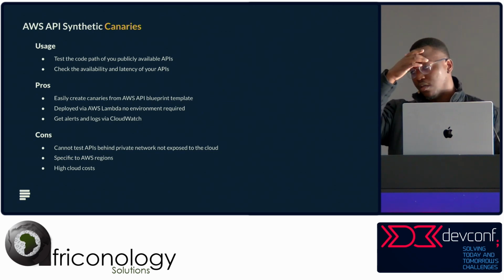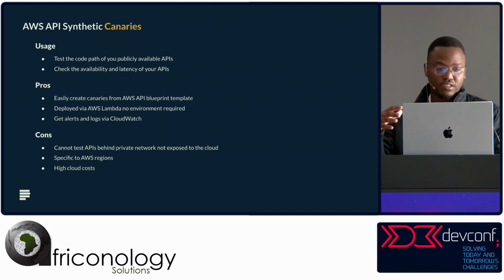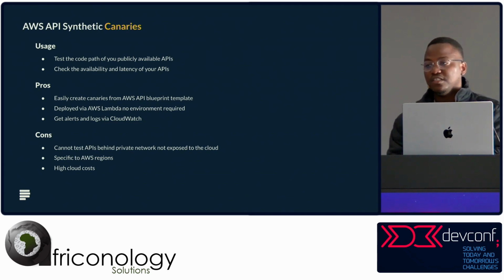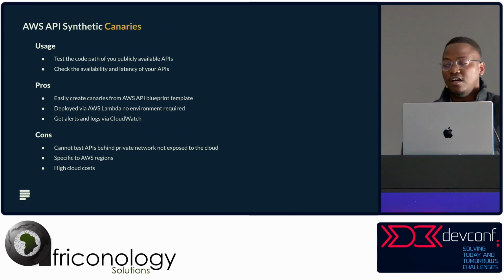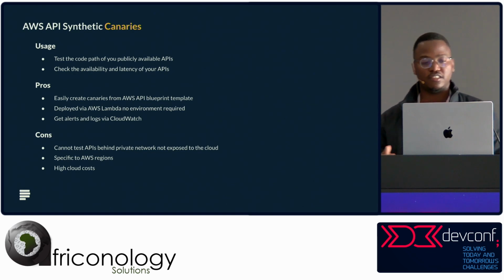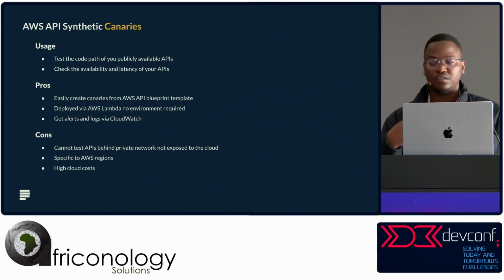So if you're designing for APIs or HTTP, it generates the response for you. You can also leverage AWS Lambda, so it's deployed via AWS Lambda, so you don't have to configure your own environment to deploy this. You can also get alerts and logs via CloudWatch. Some cons, obviously, as I said, you cannot test in an intranet environment, so an environment that's not exposed to the public. It's also specific to AWS regions, and it also bears a lot of costs.